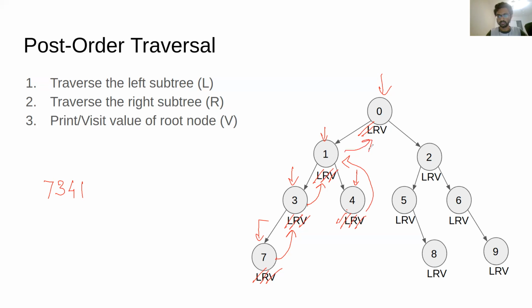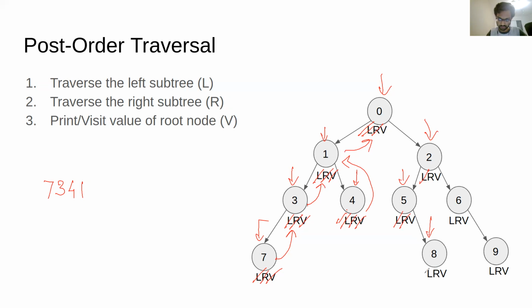We come here. Now we haven't checked the right. So we strike out. We have a right subtree of 0. So we are on 2 now. Do we have a left subtree of 2? Yes. So we are on 5 now. Do we have a left subtree of 5? No. So L gets cancelled. Do we have a right subtree of 5? Yes. So we are here now.